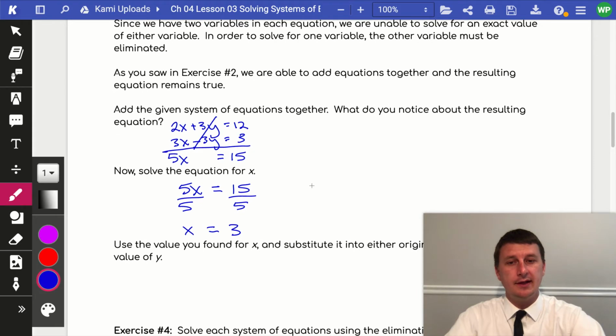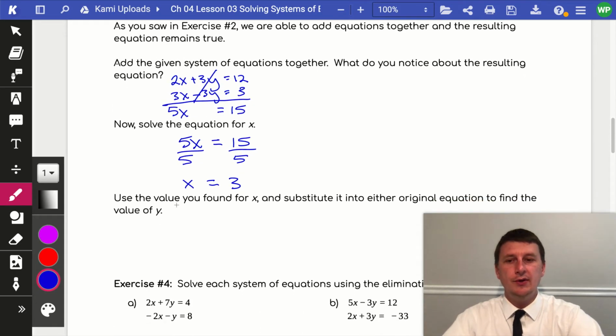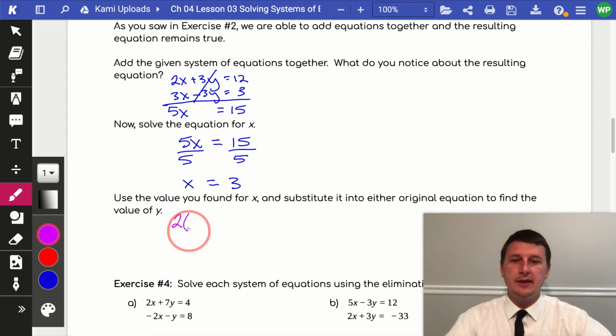So it says in our next part of this exercise, use the value you found for x and substitute it into either original equation to find the value of y. So we could use the 2x plus 3y equals 12, or the 3x minus 3y equals 3. I'm going to use the first equation because it's all positive numbers that I'll be dealing with, and I don't have to deal with this minus. But any equation will give you the same result. So 2x, but instead of x, I'm going to put a 3 in for x because I know my x value is 3 now, plus 3y is equal to 12.